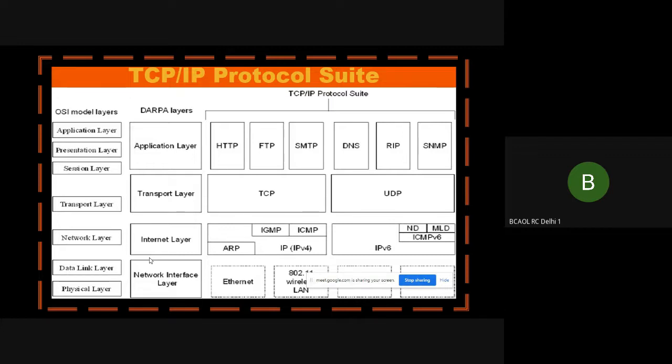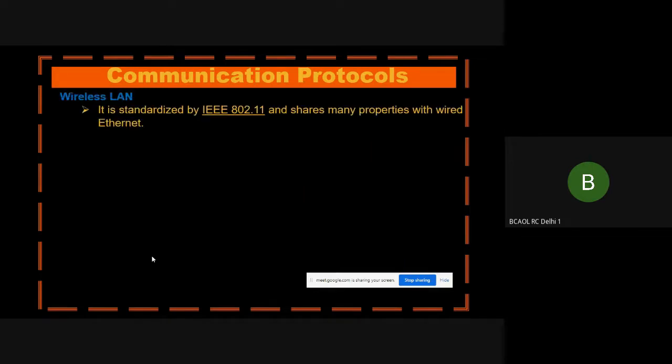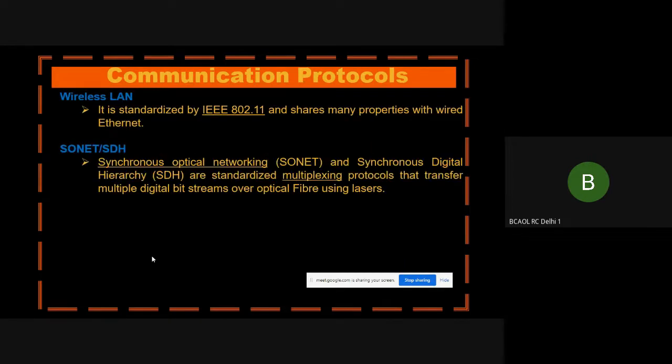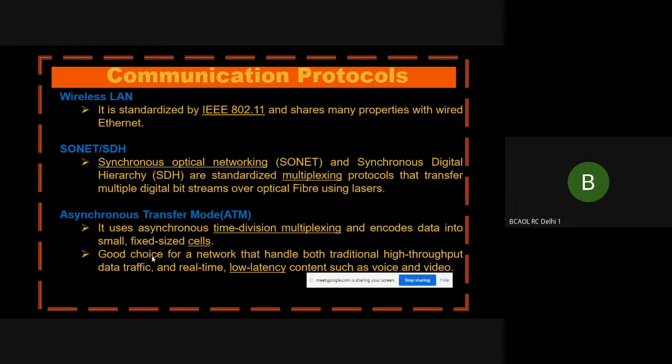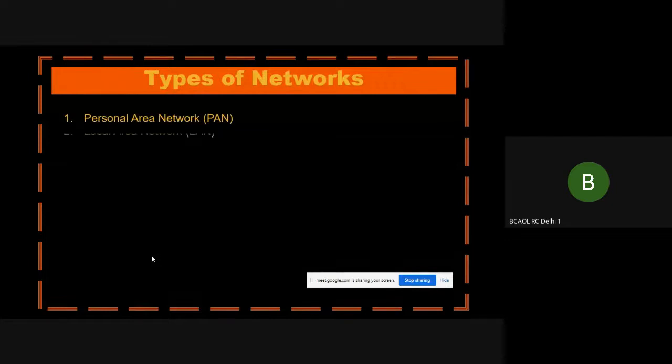Just for information, we have seen that. Right. Then for wireless LAN, you have the 802.11 IEEE standard, which shares many properties with wired Ethernet. There is also synchronous optical networking, which you don't need to know. Asynchronous transfer mode is also there, but that is not your concern.